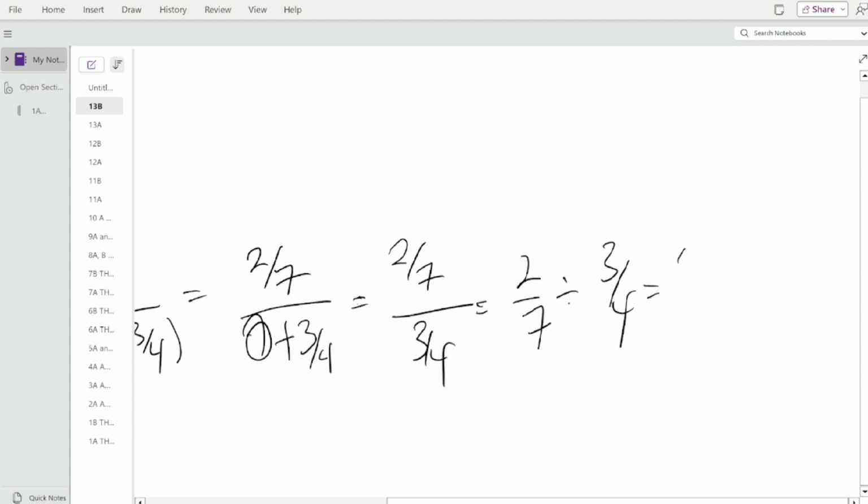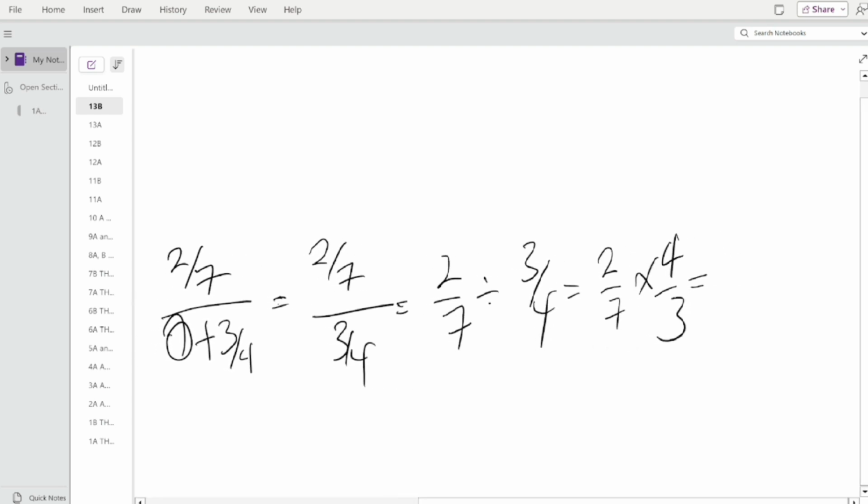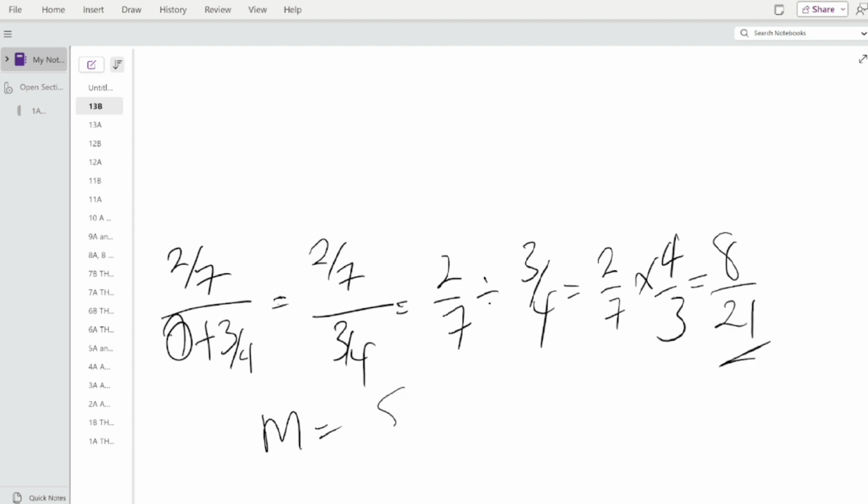This is equal to 2/7 times. When you change the dividing sign to multiplication, this will flip over. Now you have 3/4, then you'll be having 4/3. The 4 will go to the numerator and the 3 will come to the denominator. So we'll have 4/3. Is there anything we can cut? No. So our gradient is 2 times 4, that's 8. 7 times 3, that's 21. Our gradient m is therefore equal to 8/21.